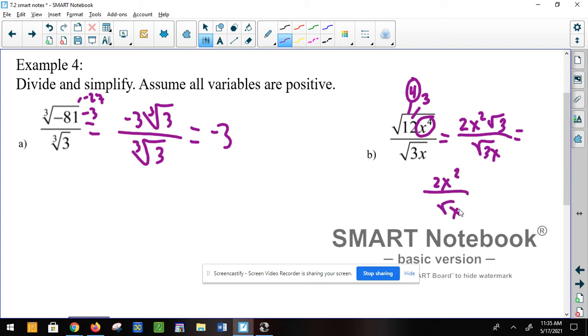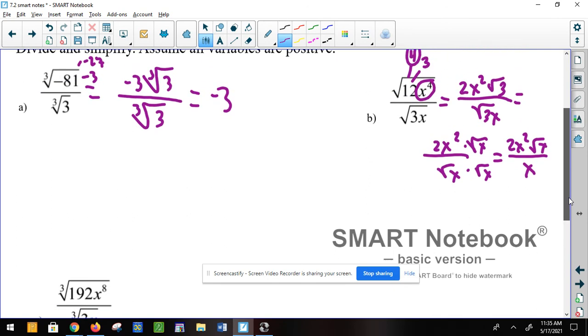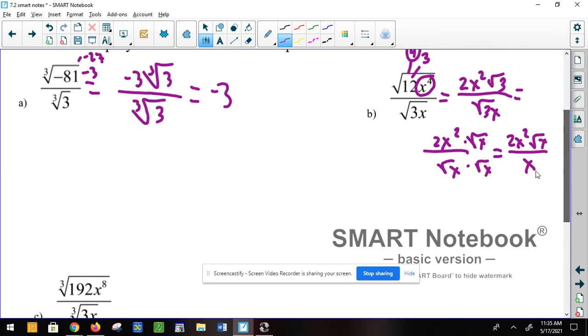We cannot leave a radical in the denominator, so we need to rationalize. When you have a square root, you multiply it by itself, and you end up with 2x squared square root x, all over x. In which case, the x squared here and the x here, I can take an x away, right? So that's gone and that's gone, and you end up with 2x square root x.